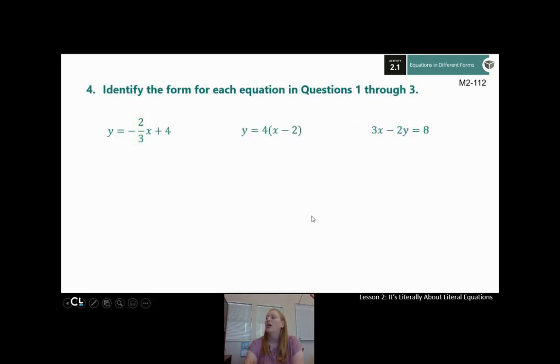They're very useful. So I would like you to take a moment and glance at these on number 4 on page 112. I would like you to identify the form for each one. Is it general form? Is it factored form? Is it standard form? Which one is it? So these are 3 equations from before. Go ahead and hit pause, jot down which form each of these is, and then hit play when you're ready to check your work.